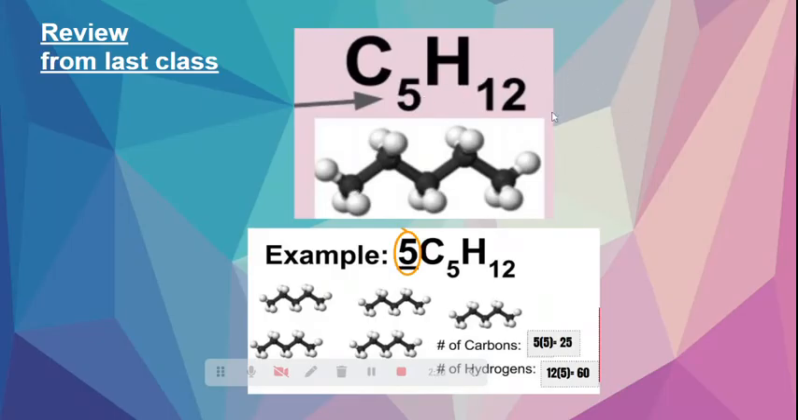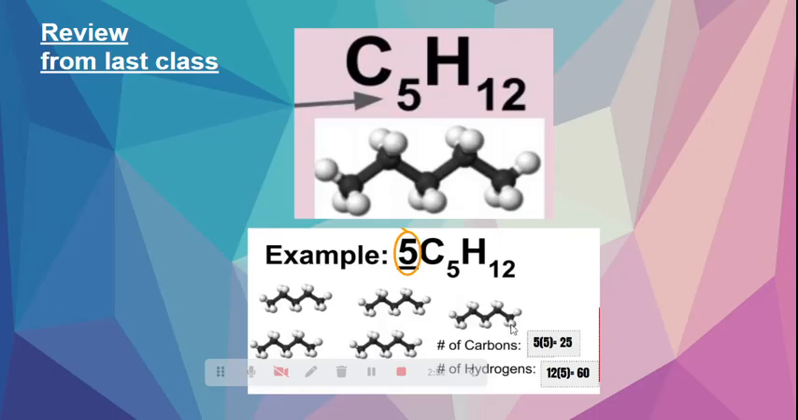How many hydrogens do I have? Well, we're looking at that subscript. We have 12. Let's find them. 1, 2, 3, 4, 5, 6, 7, 8, 9, 10, 11, 12. So this is one molecule of C5H12. What happens if I put a 5 in front? That coefficient means that I have 5 different molecules, right? I have 1, 2, 3, 4, 5. I have 5 C5H12s.